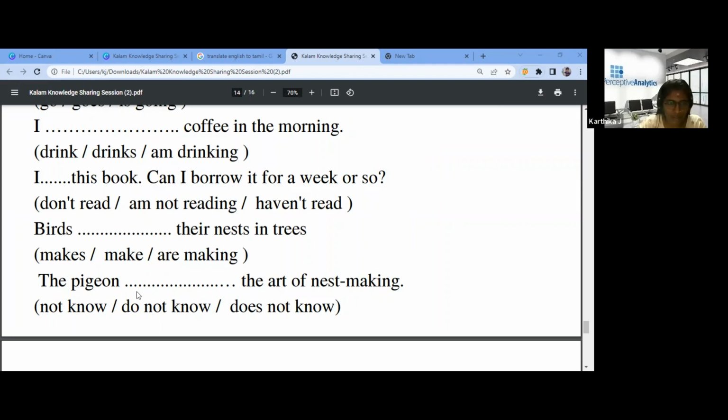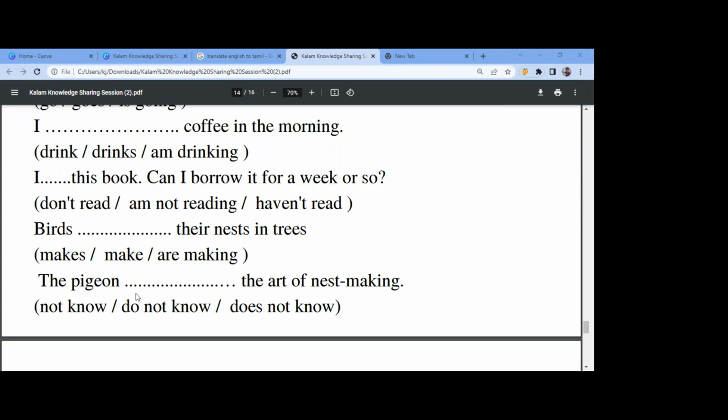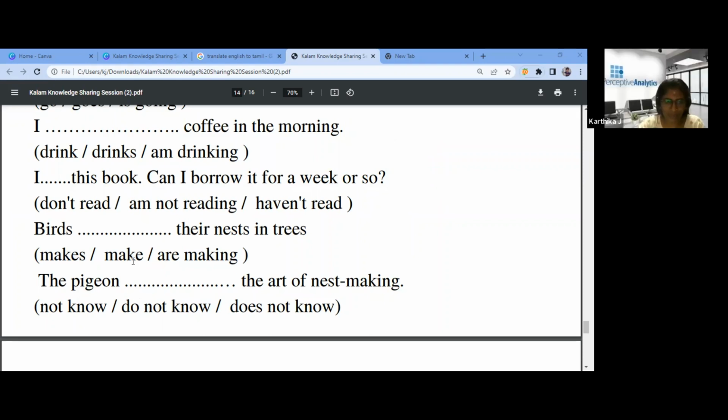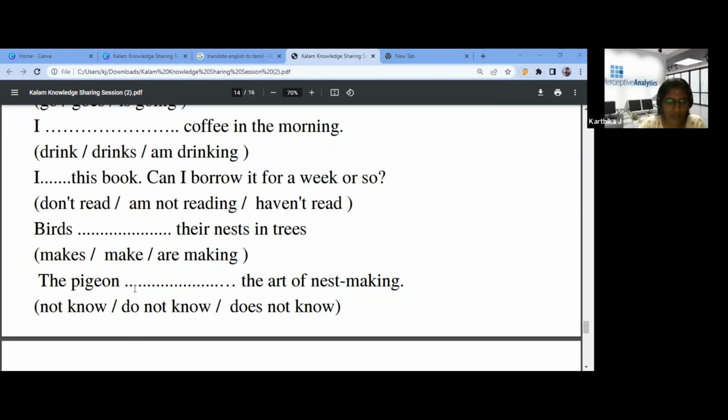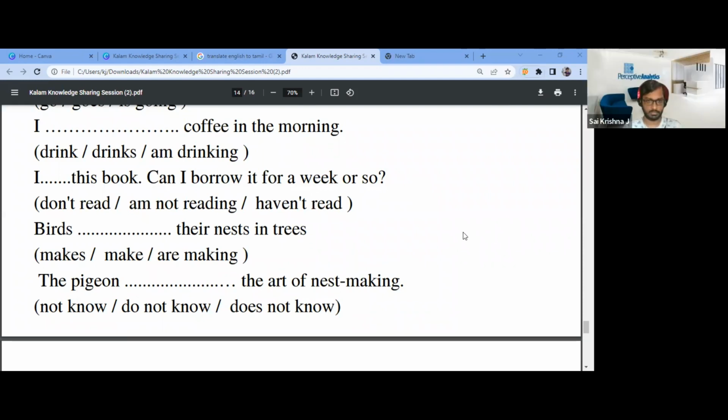Does are making also come here? Because it also fits in the context, like birds are making their nests in trees. Yeah, both will come. Birds make their nests in the trees, and are making will also come. One becomes a fact and another an action. Right? Yeah, correct. Next one is the PGN dash the art of nest making. Does not know. Yeah.